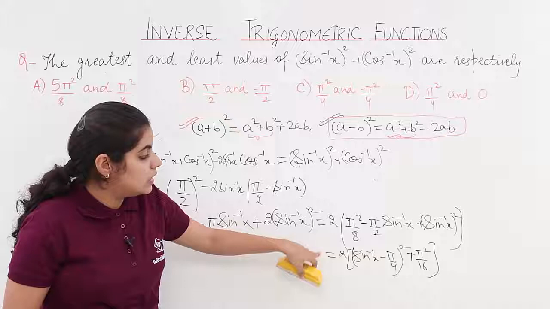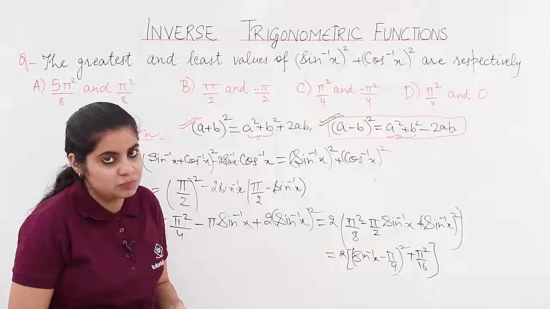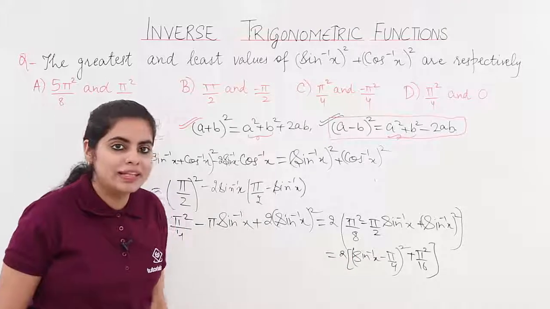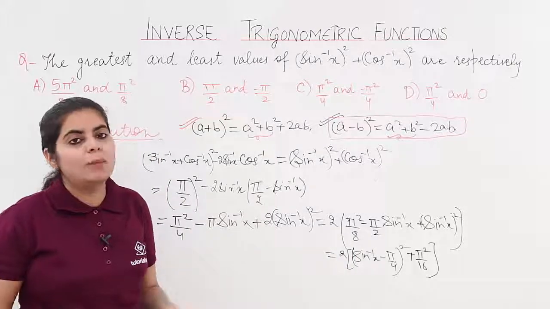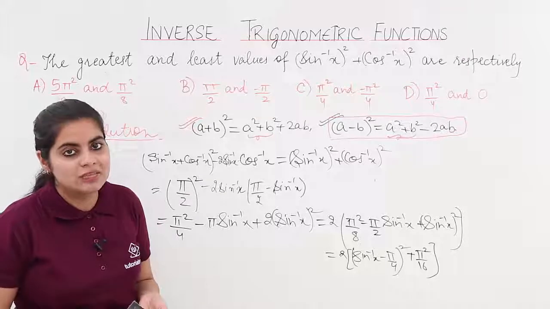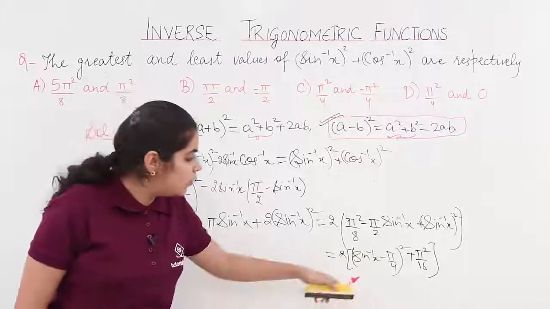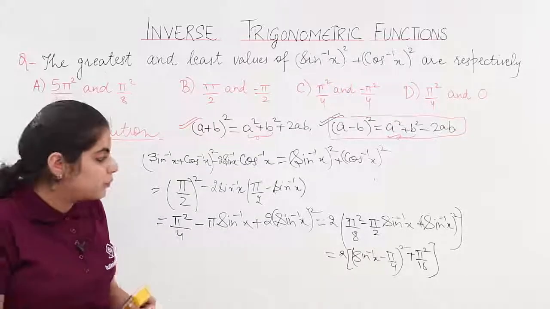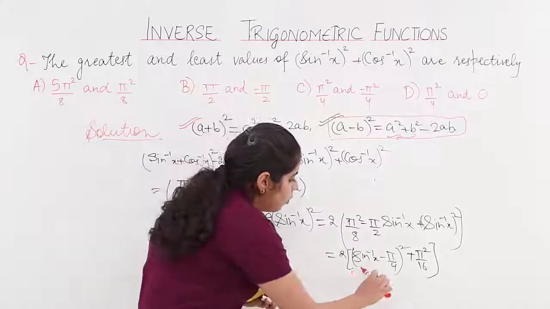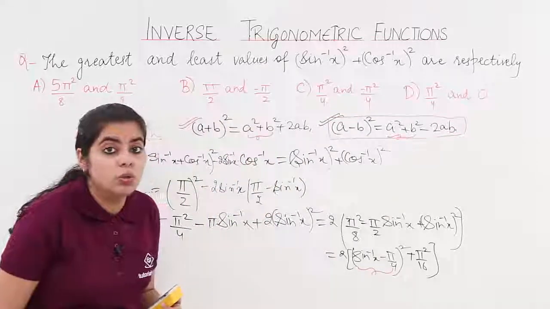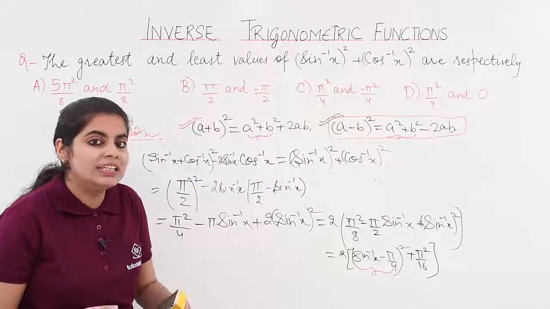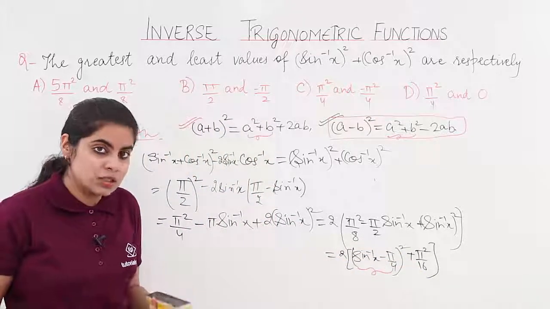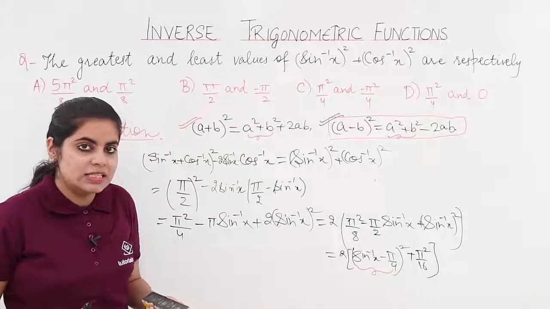Now I have both these things as interconvertible and changeable. Finally, I have obtained a whole square term. My task is what? To obtain the least value and the greatest value. What would be the least value in the whole square? I know that a whole square is always a positive quantity. Now, if the whole square factor becomes 0, then my only term in consideration is what? 2 into pi square by 16. That is pi square by 8. So, yes, that would be the least term.